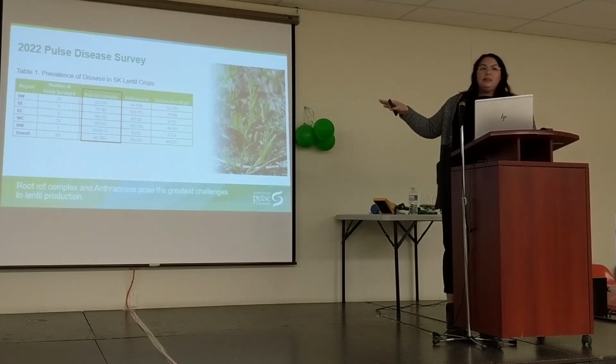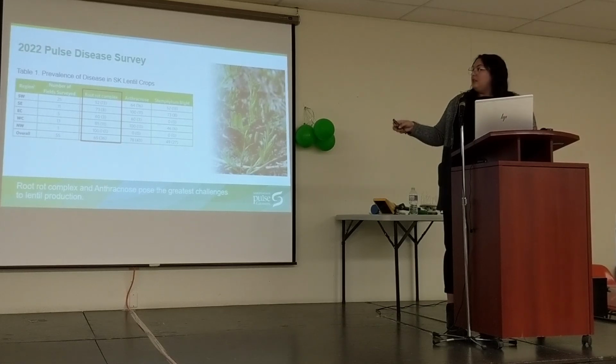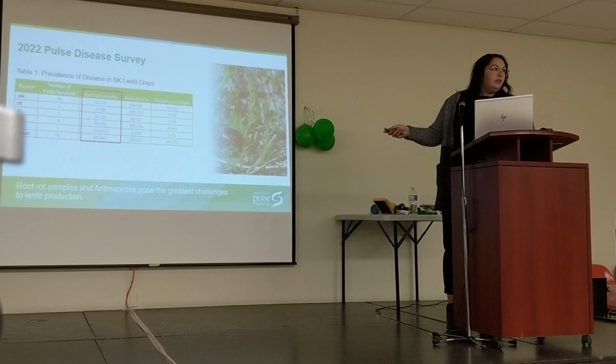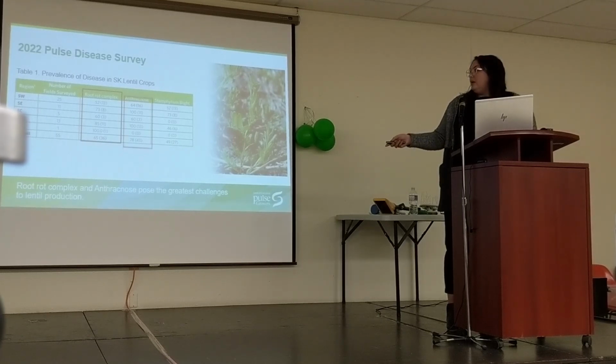Then root rot complex, so our seedling root rots. The next column is anthracnose, and the last one is Stemphylium blight. When we look at the percentage of prevalence, root rot complex dominates in our lentil disease survey. Anthracnose actually is the second one. And when we look at the foliar diseases and the impact they're having in our lentil crops, we're seeing high numbers of infected lentil fields showing anthracnose disease pressure.